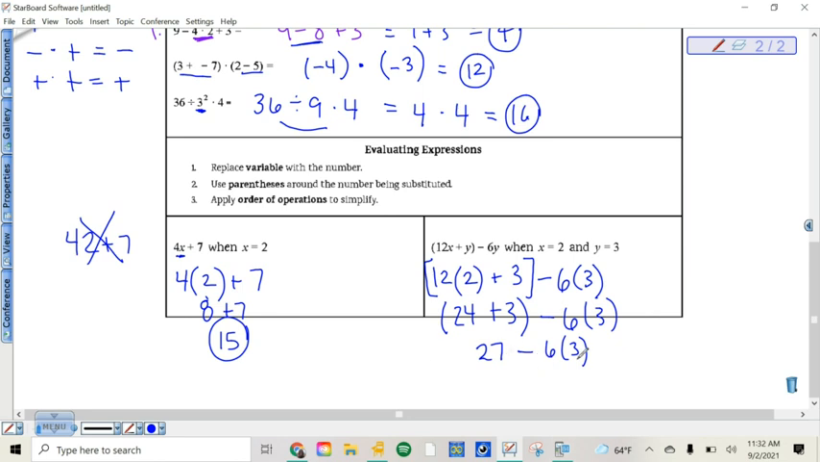What do I have? The subtraction part, or would it be the multiplication? The multiplication, right? Because multiplication comes before subtraction. So what's 6 times 3? 18. So 27 minus 18 is?